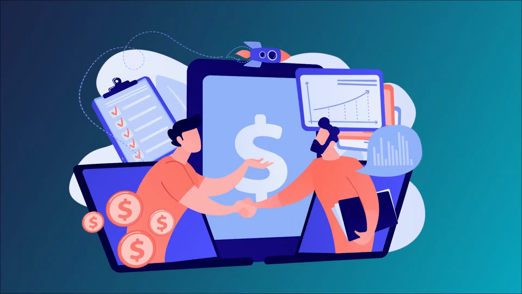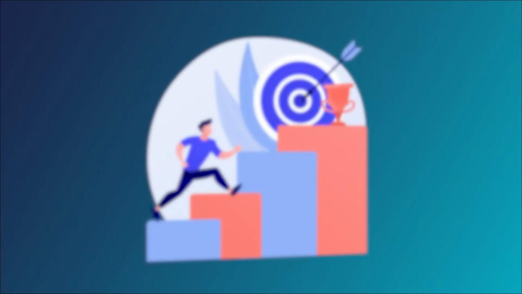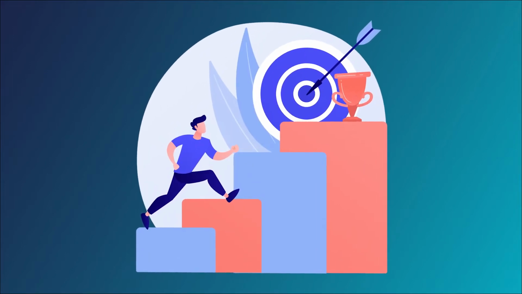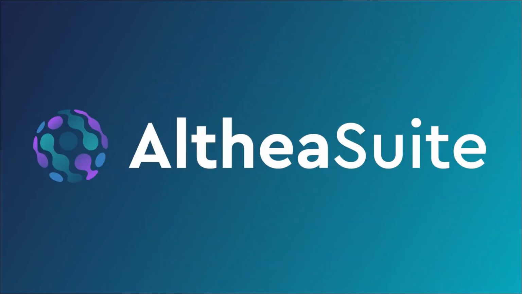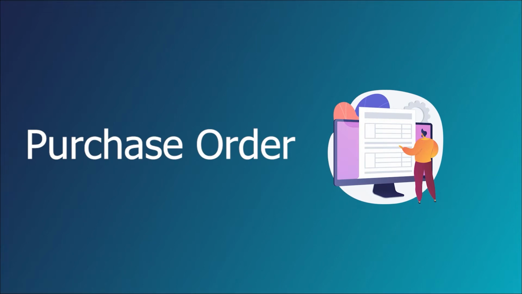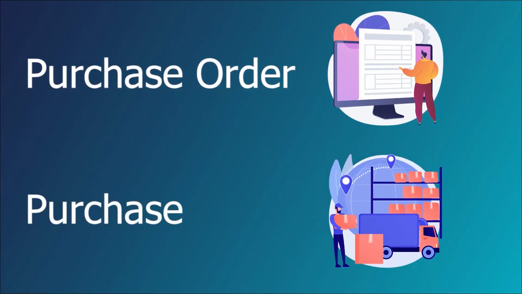Purchasing is often a critical function for most businesses. It can drastically affect the bottom line and overall performance of a company. AltheaSuite can streamline your purchasing workflow and help you stay ahead. In this video, we will discuss how to create a purchase order, receive inventory, and some setup that will help you streamline your purchasing process.